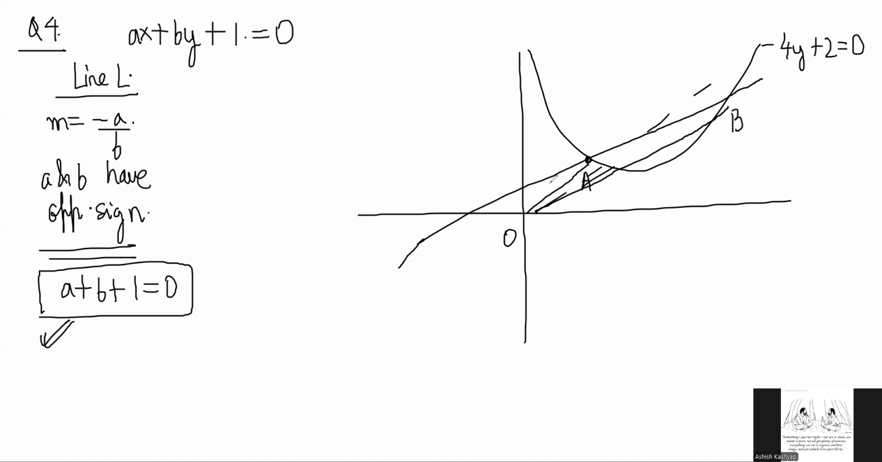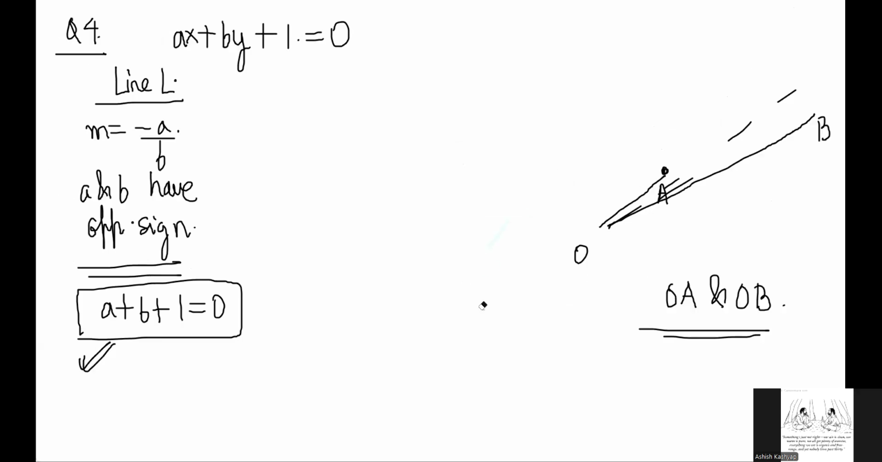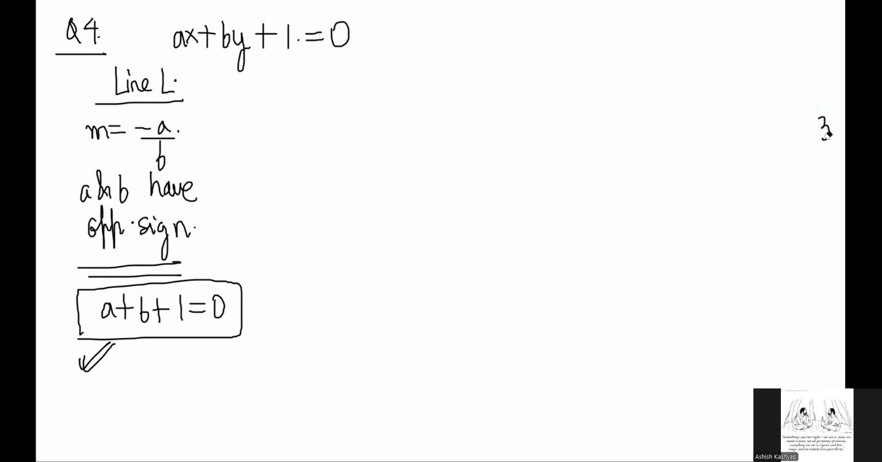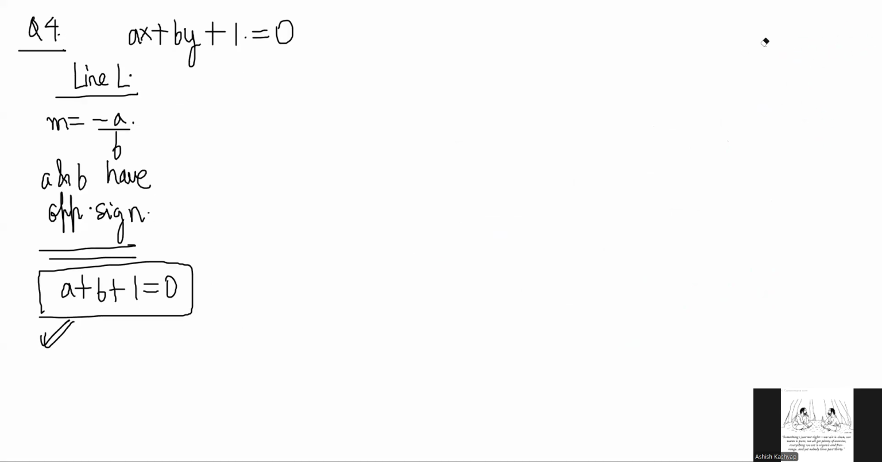Don't have to worry about that. But anytime they are asking us to join OA and OB, and they have given us a curve and a line, the question is a homogenization type of question. If you have never seen homogenization, you need to watch the homogenization videos on my playlist. It is explained in detail. Have you ever heard of homogenization?